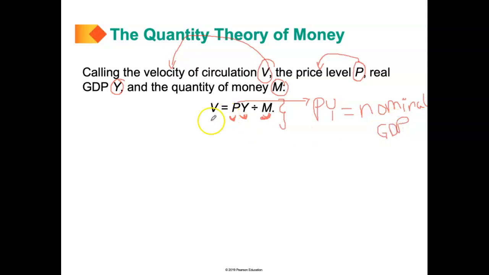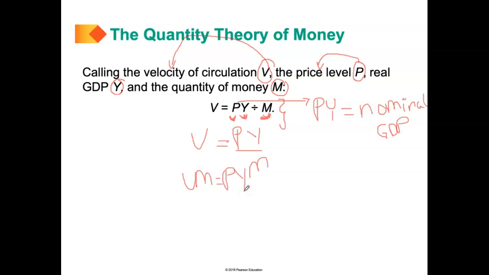Okay, so now I can rewrite this equation as V equals P times Y all divided by M. Suppose I want to solve for nominal GDP. All I have to do is multiply the velocity of money, how many times an average dollar is basically used in the economy, times the amount of money in the economy. So then we have V times M equals P times Y.